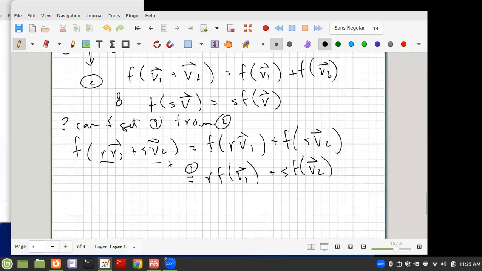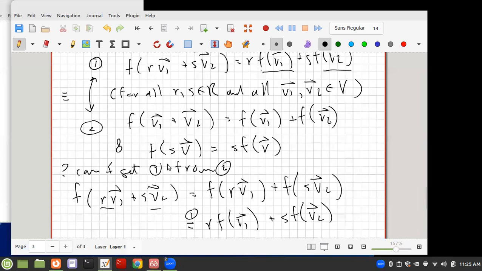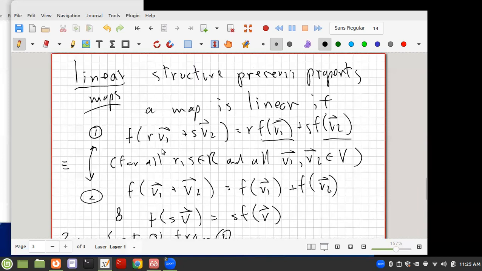Okay, it turns out that there's a third thing that's also true. If it's true for two vectors, it's true for a linear combination of 10 vectors. If I had a linear combination of 10 vectors, the image will be the same linear combination of all the images. That's like using this property multiple times. That's a theorem, and this is the property of linearity.